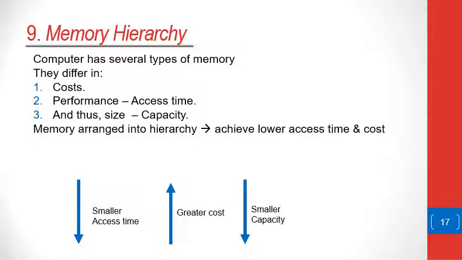Now, memory with the smaller access time has a bigger cost, and it tends to be found at a smaller capacity within a computer system. So, in fact, these different types of memory in a computer system need to be arranged in the form of a hierarchy so as to lower cost and access time for the overall architecture of the memory.